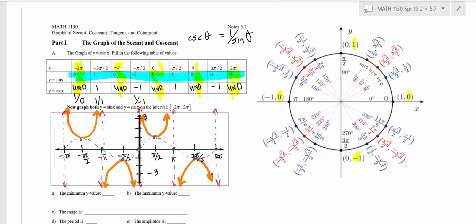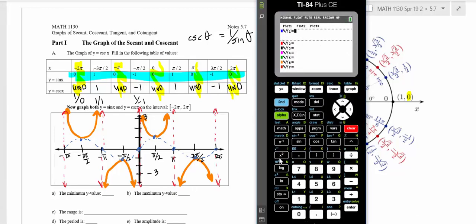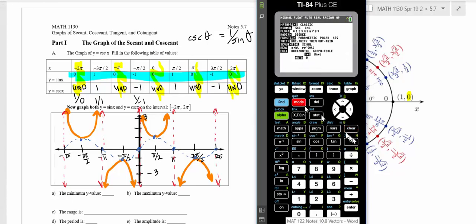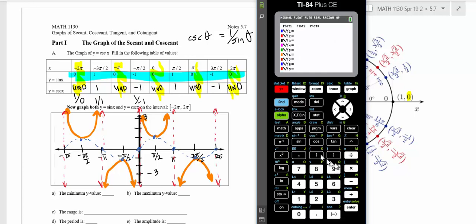Okay? So let me show you a couple of things on the graphing calculator. You can do this or just watch this if you want to. Let's see, I need to make sure I'm in radian mode. So actually, the way you would graph this is like this. You would go 1 over sine of x. That's how you would graph a cosecant, like that.